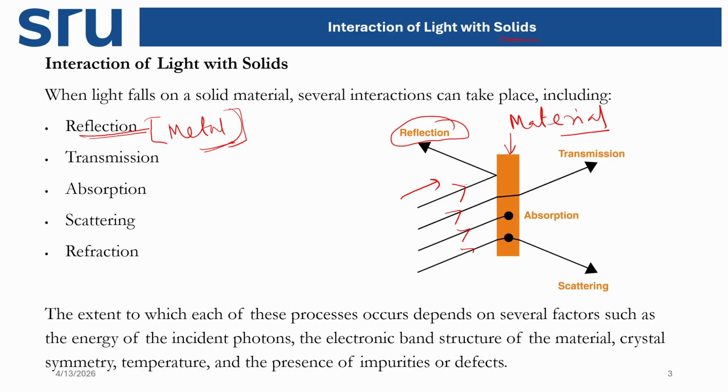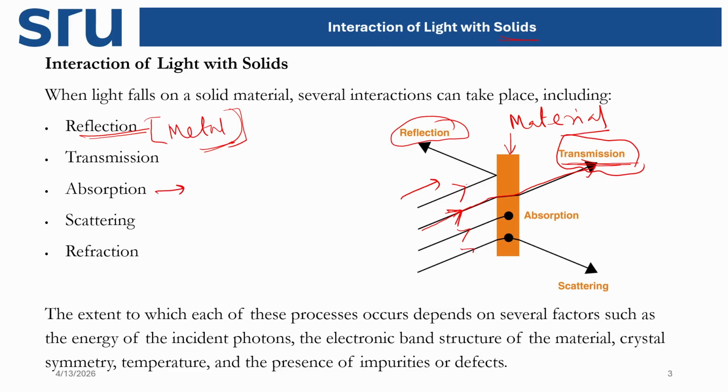Now the second one is transmission. What is transmission? Let's say the incoming light passes through the material, crossing the material, and then we see the light going outside. This process is called transmission. When the incident light comes and passes through the material, that process is called transmission.